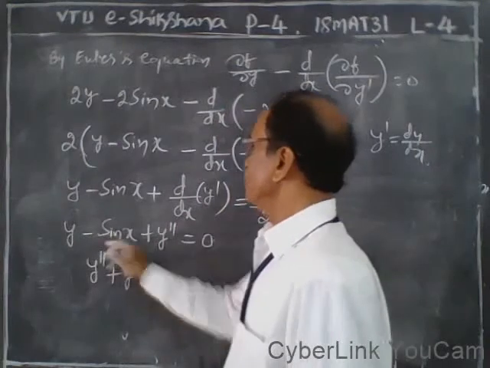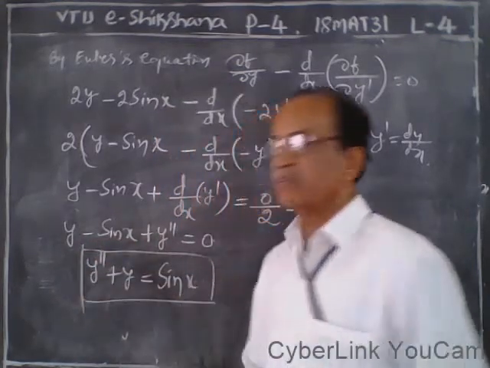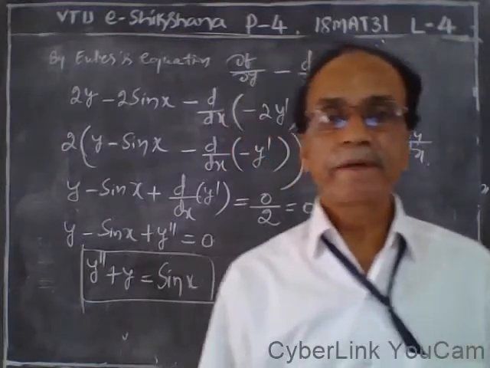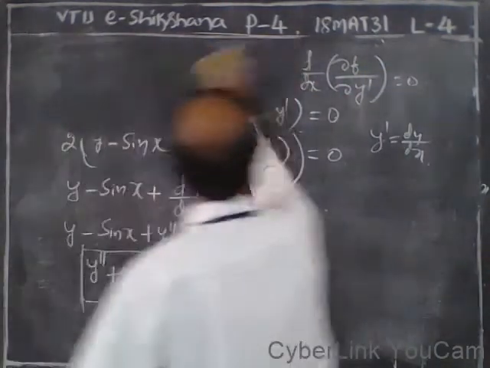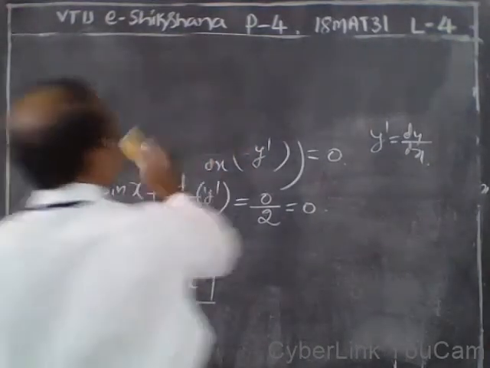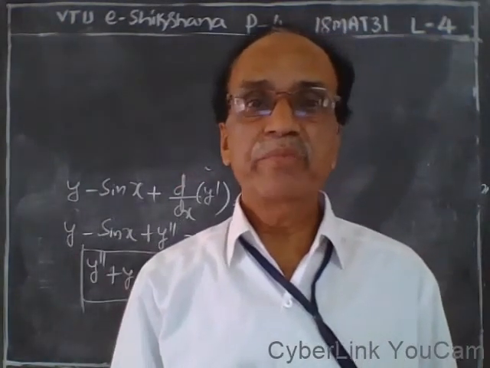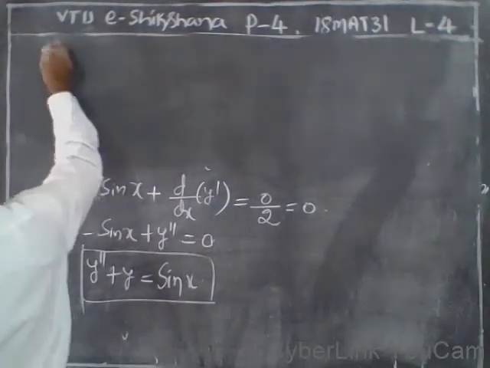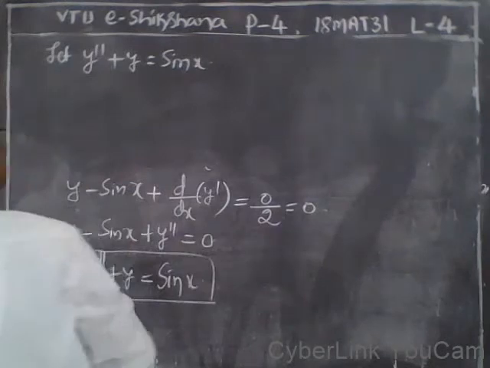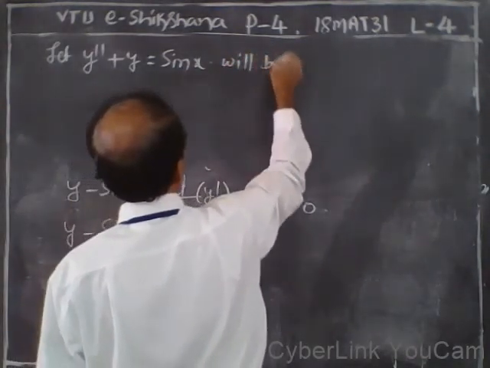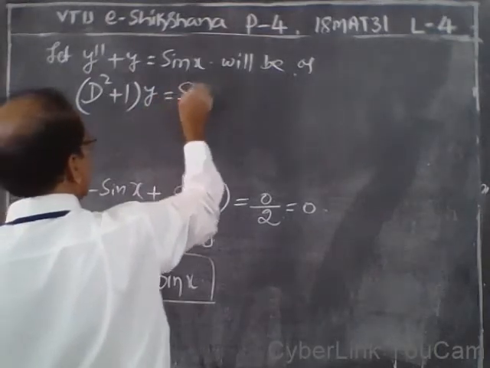Y double dash plus y, and the independent variable term you can take to the right side. This is a second order differential equation with constant coefficients. You know the procedure to solve it: by the inverse differential operator method, writing the solution as yc plus yp, the general solution. Let y double dash plus y equal to sin x, that is D square plus 1 operating on y is equal to sin x.